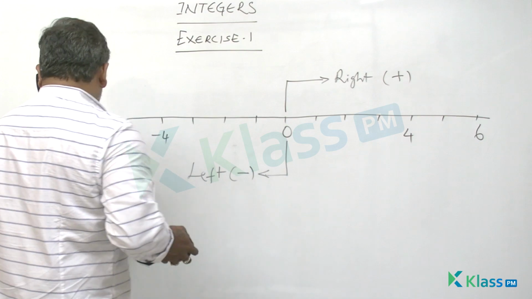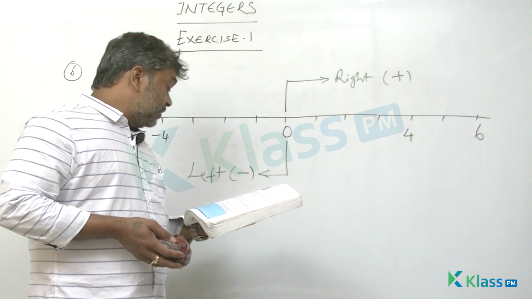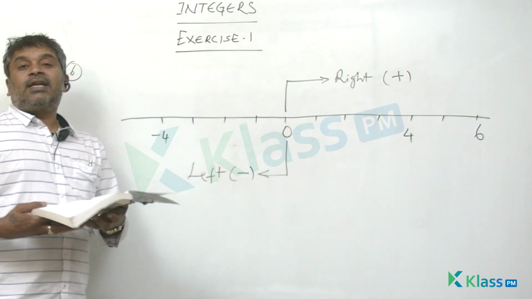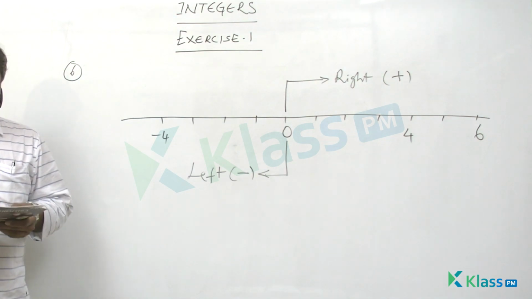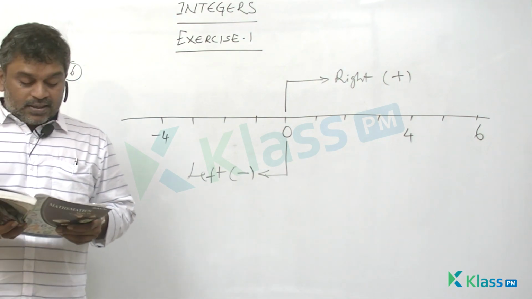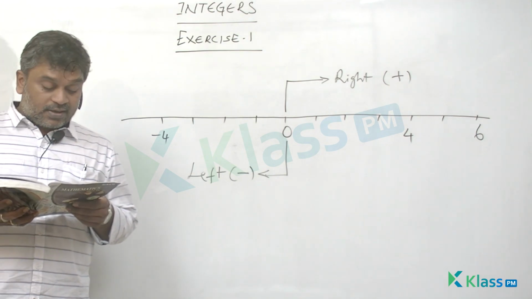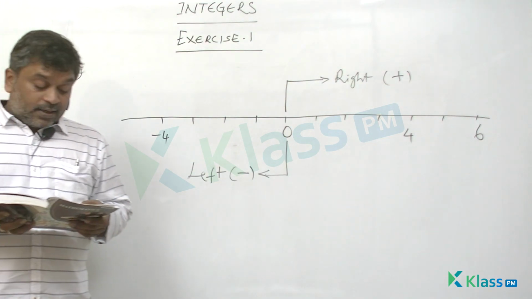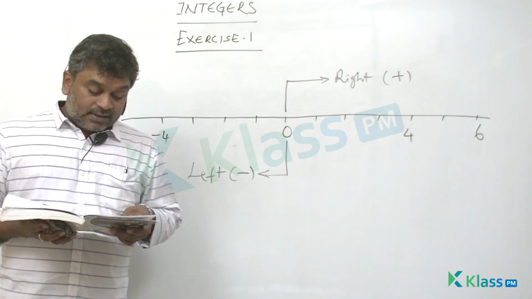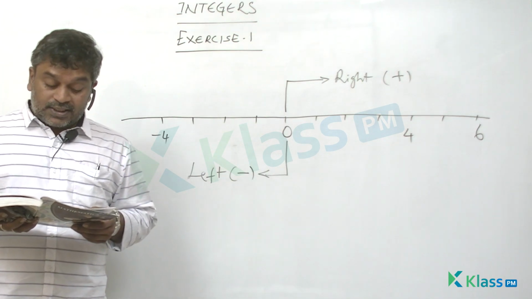So, what is the question? Write the temperatures of the cities marked on it. So, he has given temperatures and he has given the city names. The first part is you have to write the temperatures of the cities marked on it. Here he has given Kasauli, Manali, Nainital, Ooty, Bangalore, and he has given temperatures minus 10 degrees, minus 5 degrees, 15 degrees, 20 degrees.